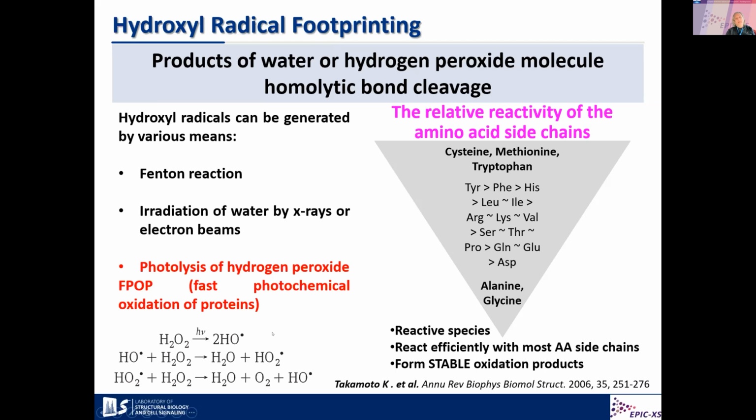Of course, it's not as easy as it looks, because not all amino acid side chains are sensitive towards OH in the same way. It's very important to keep in mind that cysteine, methionine, and tryptophan are more susceptible to oxidation than tyrosine, phenylalanine, and histidine. And as I mentioned before, alanine and proline are almost resistant to this kind of modification.